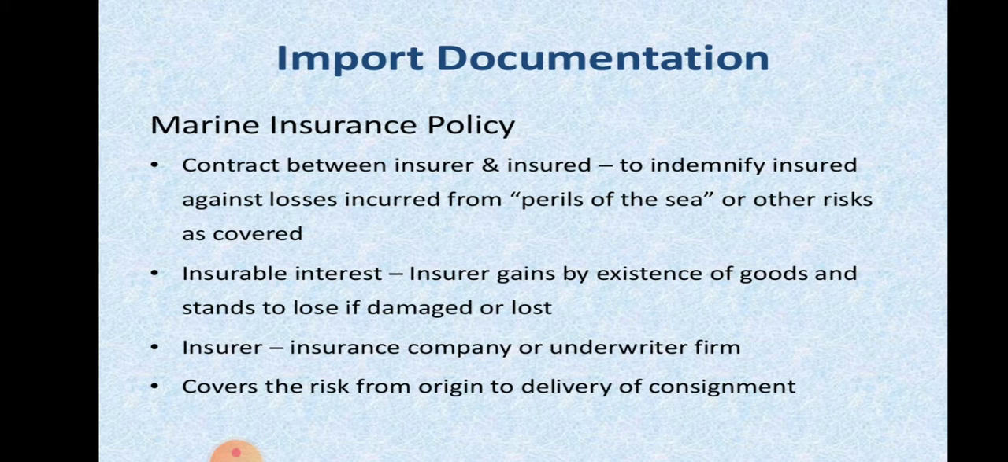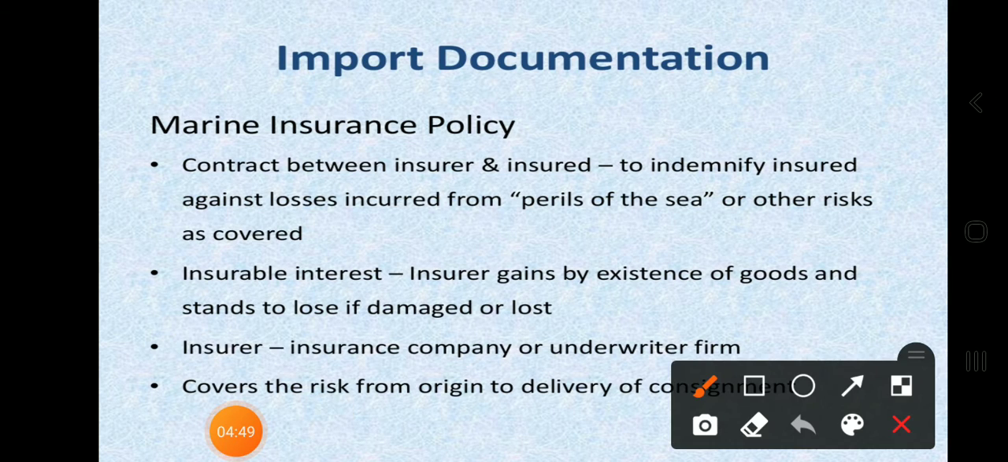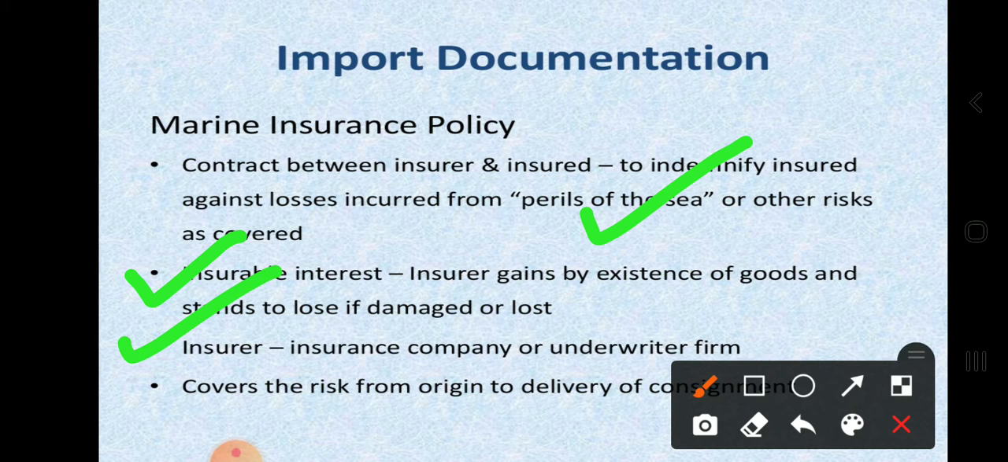It is the contract between the insurer and the insured, and it is made to indemnify the insured against losses incurred from perils of the sea or other risks as covered. Insurable interest means the insured gains by the existence of goods and stands to lose if they are damaged or lost. Insurer is the insurance company or underwriter firm. It covers the risk from origin to delivery of the consignment.